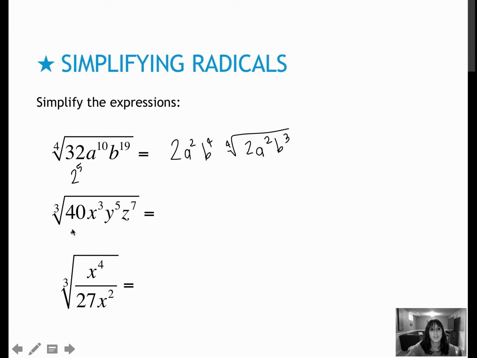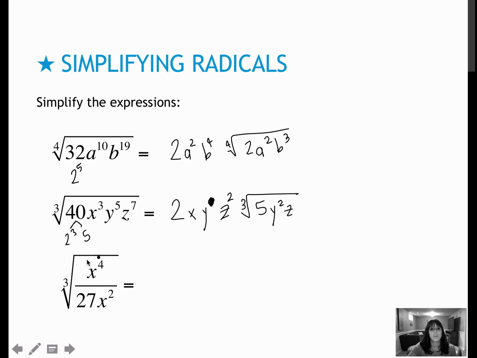For my next one, 40 could be rewritten as 2 to the third times 5. 8 times 5 is 40. 2 to the third, the 3 divided by 3 gives me a 2 on the outside. Of course, that 5 is going to be stuck on the inside. 3 divided by 3 is 1, so x to the first. 5 divided by 3 is 1 with 2 left over. And then 7 divided by 3 actually is 2. And then, of course, I have 1 left over. So 2xyz squared, and then the cubed root of 5y squared z.